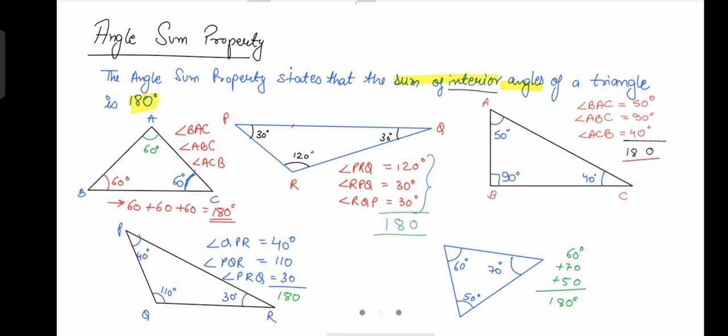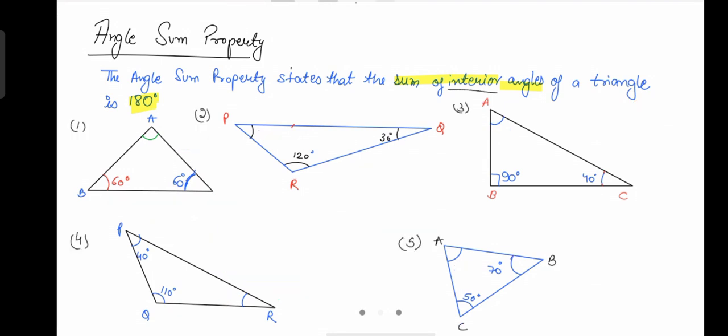Now let's do one thing. Let's change the question a little bit and see what kind of questions there can be. So what is happening in all of these figures now? I have removed one angle. In this one, I have removed A. In this one, I have removed P. In this one, again, I have removed A technically. But in all of them, I have removed one angle.